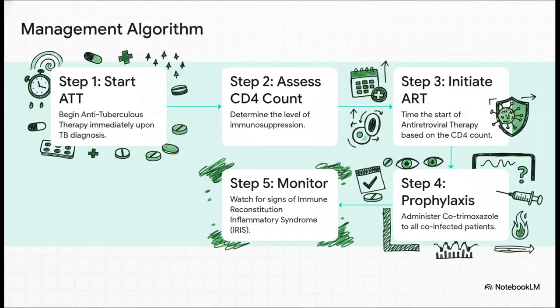This algorithm really just pulls that whole management plan together into 5 clear steps. Step 1, you diagnose TB, you start ATT immediately. Don't wait. Step 2, get that CD4 count to know what you're dealing with. Step 3, time your ART initiation based on that number. Step 4, everyone gets cotrimoxazole prophylaxis. And Step 5, you watch them like a hawk for that paradoxical complication we're about to talk about, IRIS.